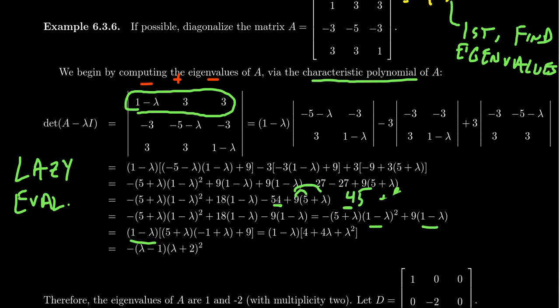You're going to get a 5 times lambda. You're going to get a lambda times negative 1. That combines to give you 4 lambda right here. And then lambda times lambda is a lambda squared. We get something like this. So you get 4 plus 4 lambda plus lambda squared. And we do want to factor this thing after all. This will factor as lambda plus 2 quantity squared. And then there's a negative sign sitting in front of everything.